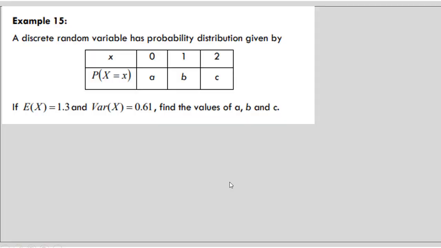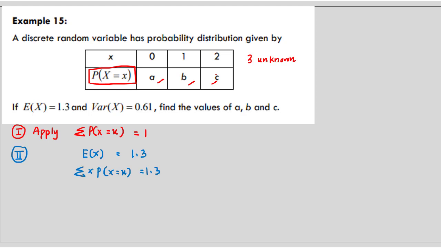So this question is given a discrete random variable with the probability given in terms of A, B, and C. Remember, this is a PDF and you have three unknowns to find. So to find the three unknowns, first we apply the total probability equals to 1. That is very important for a discrete random variable. Secondly, we use the formula for finding the mean, because we are given the second piece of information, mean equals to 1.3. And the last one, we use the variance. The variance is equal to 0.61 by applying E(X squared) minus mean squared.